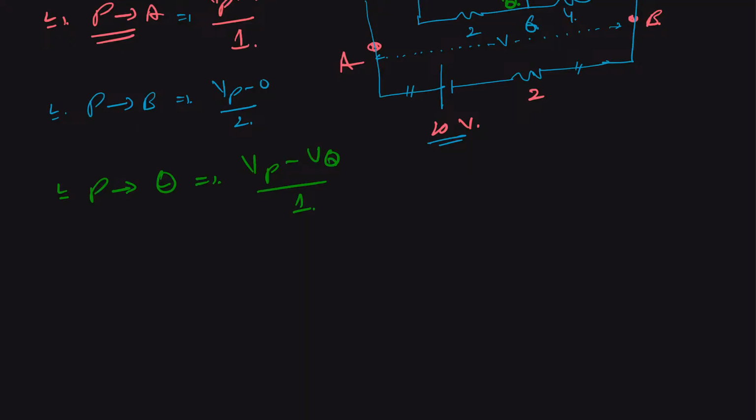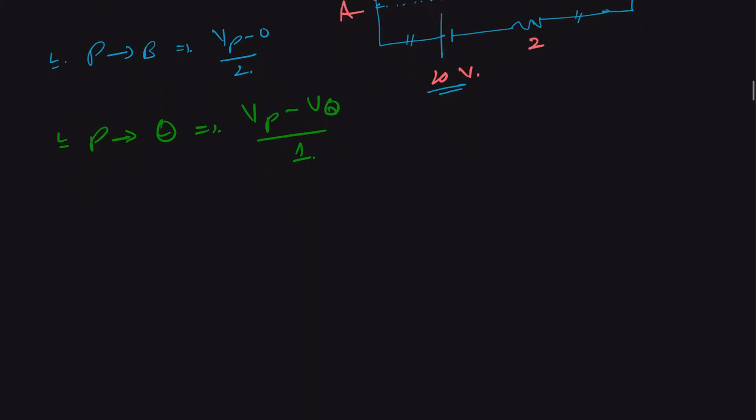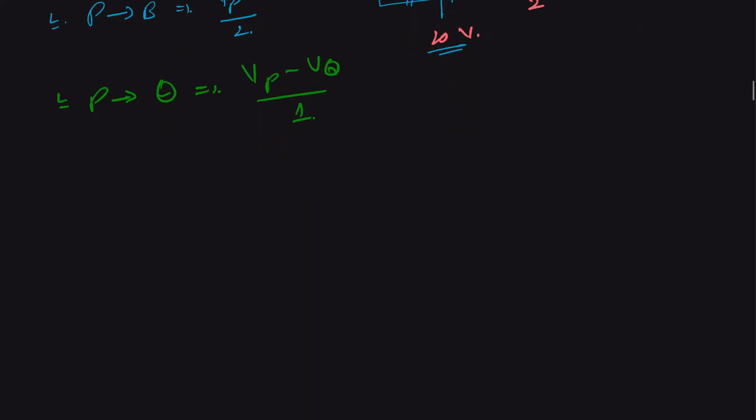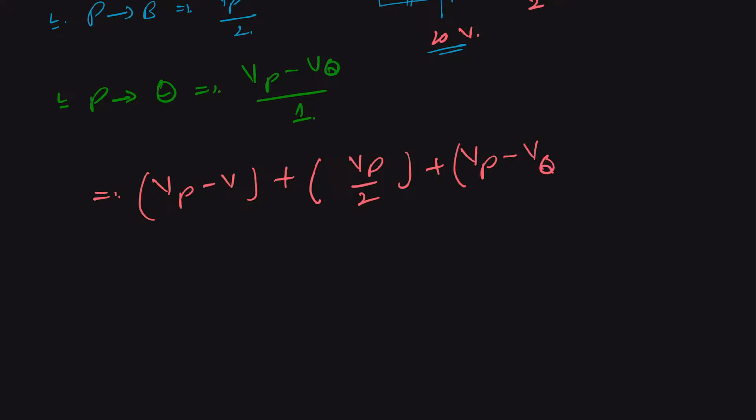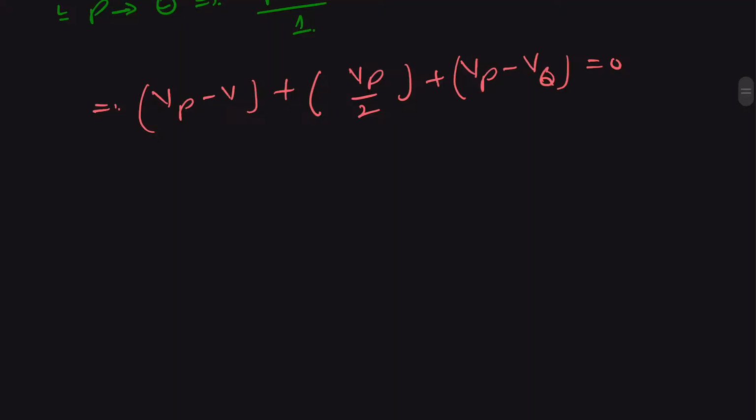Okay, and we know KCL, the algebraic sum of the current is equal to 0. Therefore we can write that Vp minus V plus Vp by 2 plus Vp minus Vq is equal to 0. And the equation we are going to get is 5 Vp minus twice Vq is equal to 2 times V. Let us call this equation number 1.